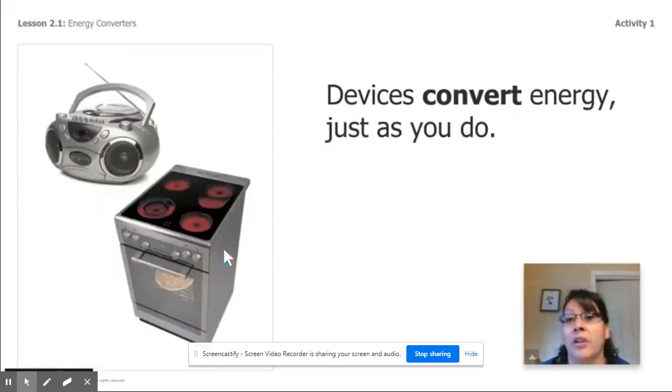Devices convert energy too, just as you do. So the radio converts electrical energy to sound energy. The electric stove converts electrical energy to thermal energy. When I plug in my stove and I turn my stove on, my stove gets hot. But the input, what's going into it, is electrical. And again, what comes out of it is thermal.